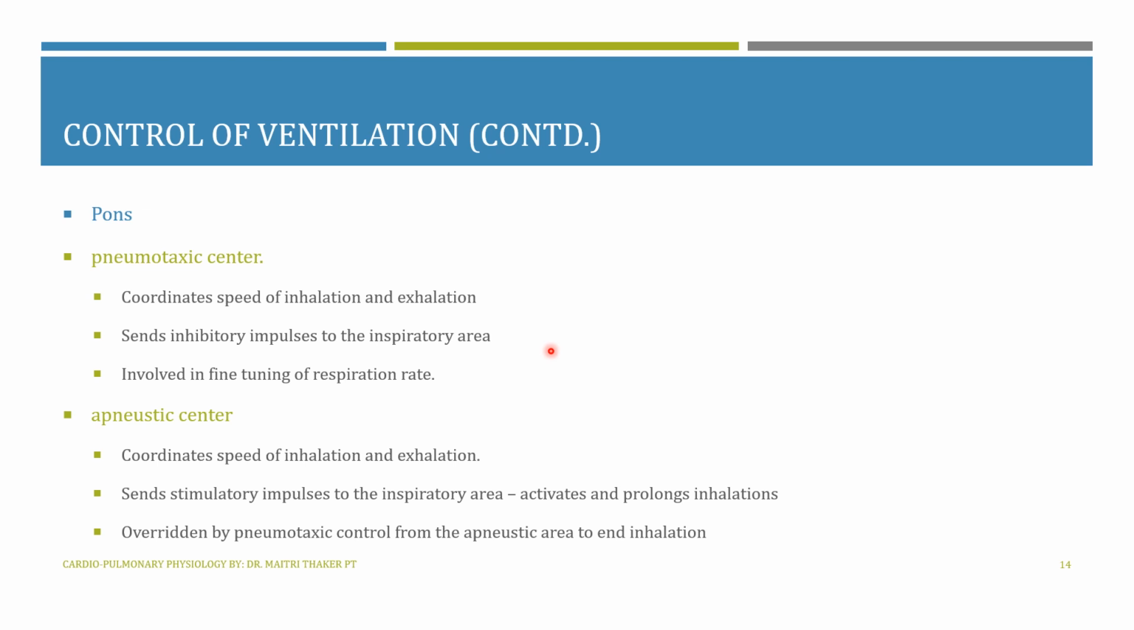Then comes the apneustic center. It coordinates the speed of inhalation and exhalation, but it sends stimulatory impulses, while the pneumotaxic center sends inhibitory impulses. So they are opposite. The apneustic area is overridden by the pneumotaxic control to end the inhalation.